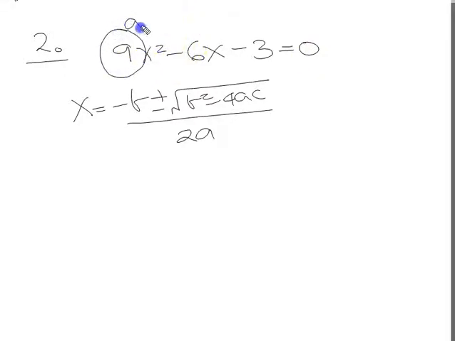The number of x squareds is the a. The number of x's, which we'll circle, is the b. Notice I've tagged the minus because it's a minus 6 lots of. And then the number of constants is the c. Okay, so now we need to just put everything in its place in the formula.